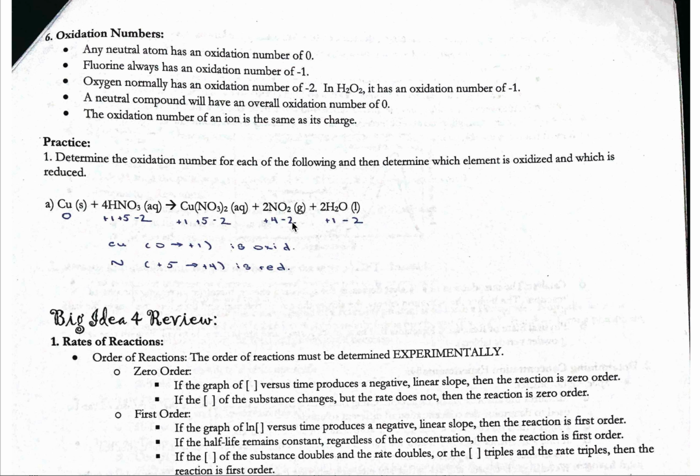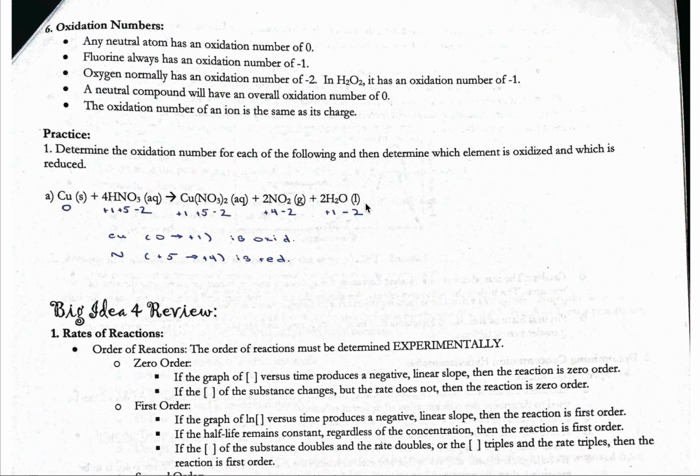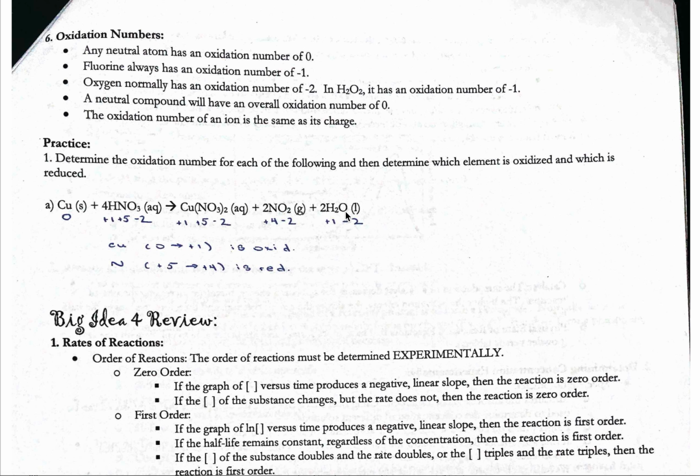Okay. Here, nitrogen, NO2, oxygen's -2, nitrogen must be +4, -2, +1. So the only time oxygen will ever be -1 is when it's H2O2, in which case oxygen would be -1 and hydrogen would be +1. So make sure that you get the correct answers in here.